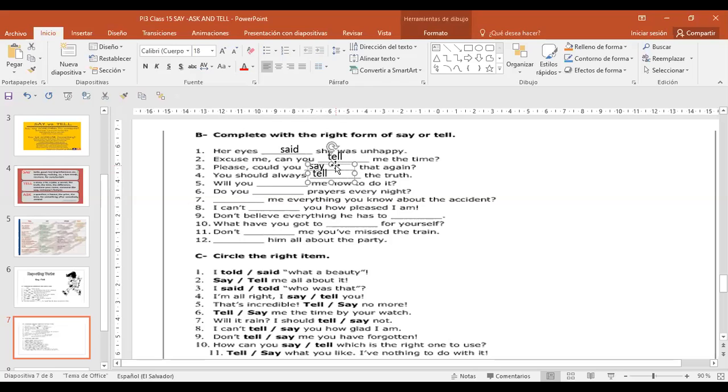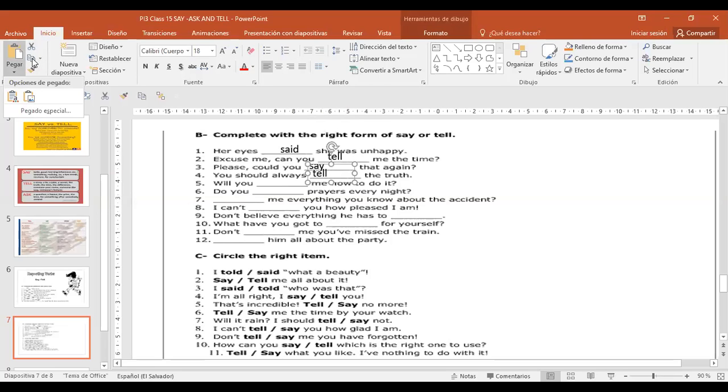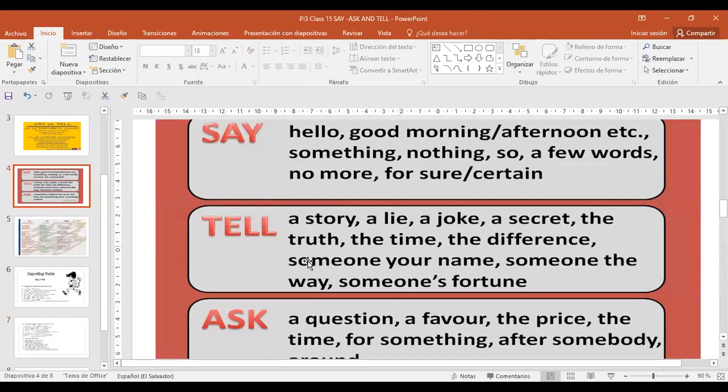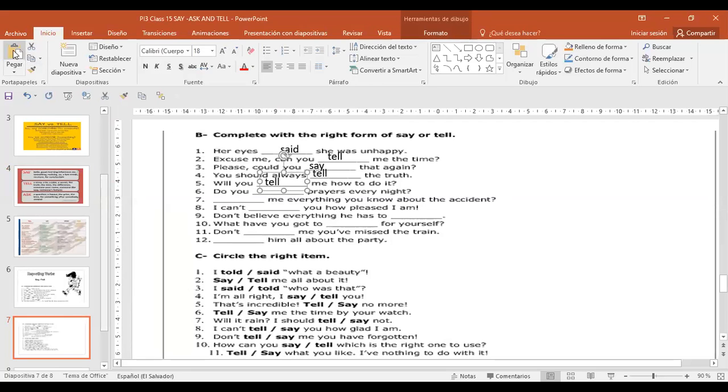Will you say me? ¿Cómo quiere ver? Say me now. Say me. Will you say me now to do it? How to? Will you say how to do it? Aha. Uh-huh. Let's see. Someone the way. Estelle, ¿verdad? Decirle a alguien la forma, contarle o decirle la forma de hacerlo, ¿verdad? Okay, so will you tell me how to do it? Right? ¿Me puedes contar cómo hacerlo?